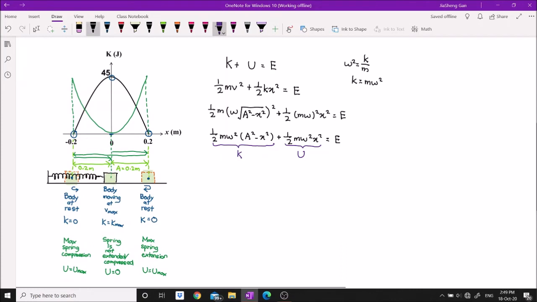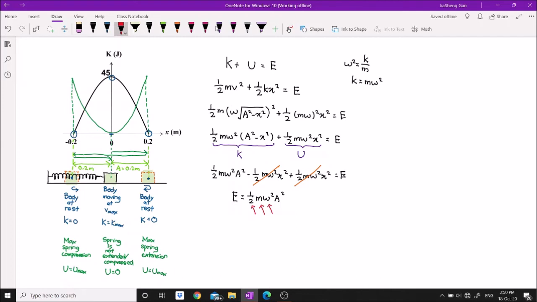Okay, so if you insist on summing them up, let's open up this bracket. If we sum them up, it will be half m omega square a square minus half m omega square x square plus half m omega square x square equals to E. So we can see quite clearly here that this negative and this positive will cancel each other out. Therefore, we can see that the total energy is equal to half m omega square A square. Half is a constant, it won't change. The mass of the object, you won't change it. Omega doesn't change. Amplitude doesn't change. All constant. That's why your total energy is a constant.